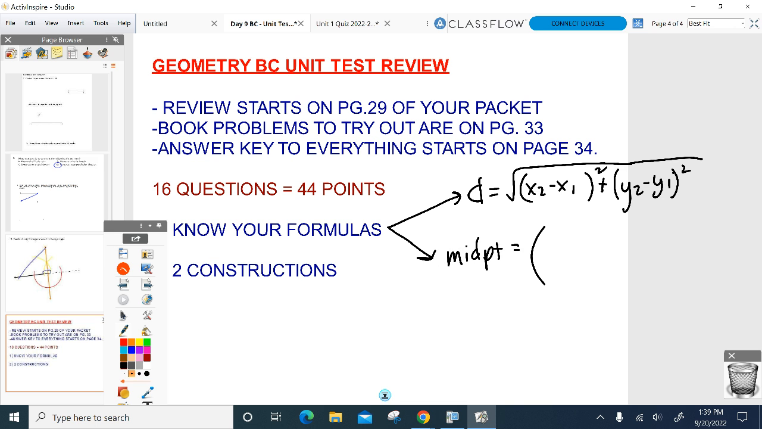Midpoint. What do I do with my x's and y's? Add them. Add them. Doesn't matter. There you go. Both will be coming back tomorrow strong. 2 constructions on there tomorrow.